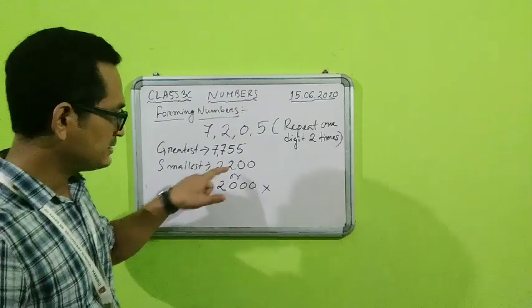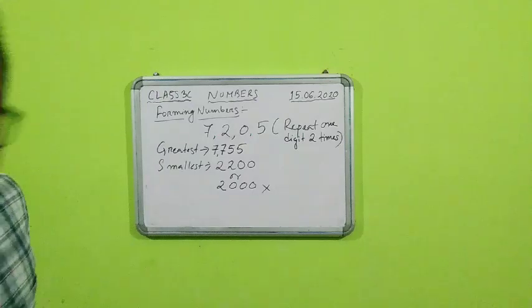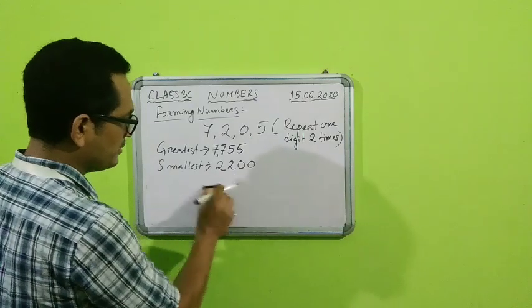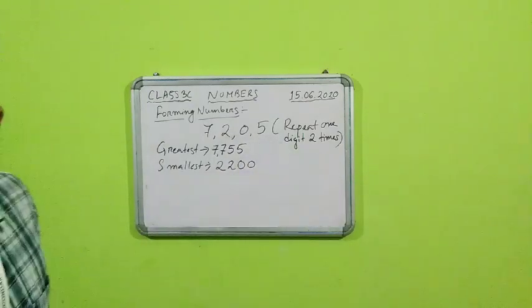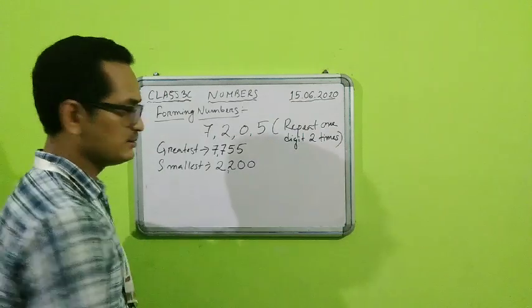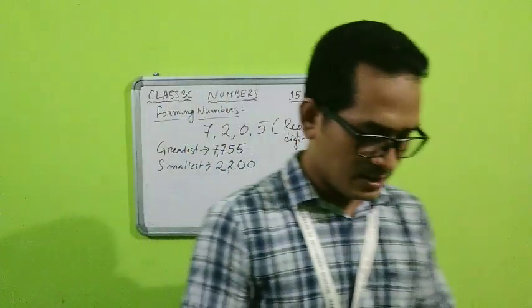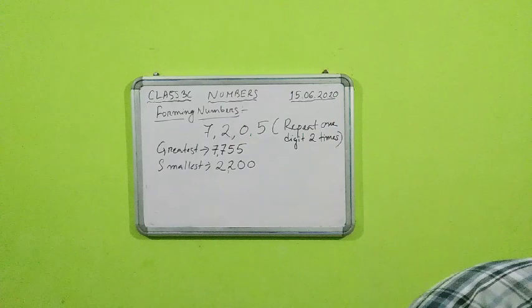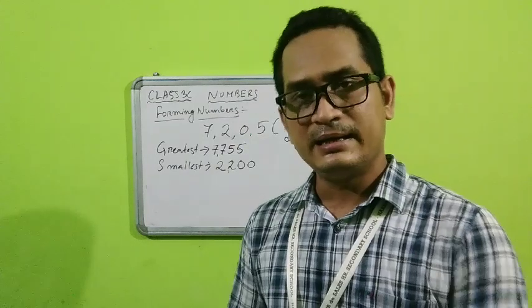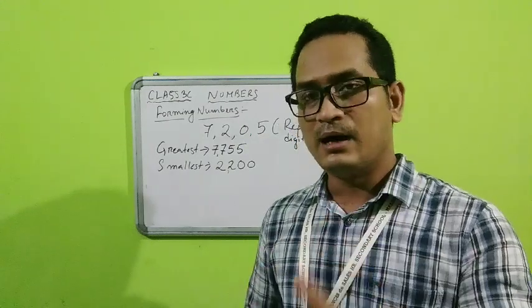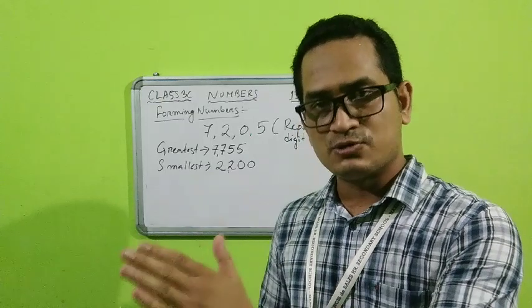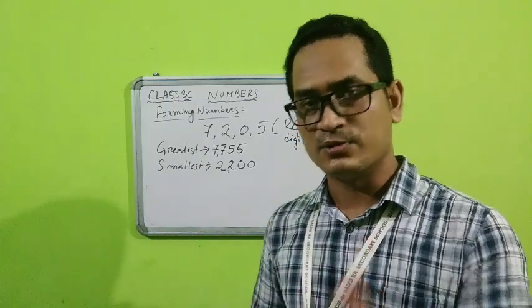So what will be the correct answer? The first one, that is 2200, will be the correct answer. Fine. So students, this is how we can arrange the digits to form the greatest and the smallest 4-digit number.